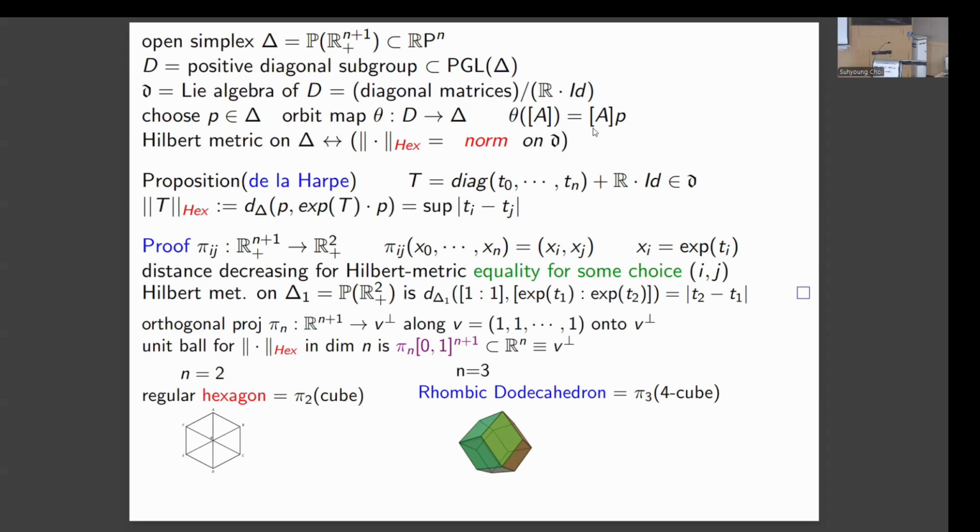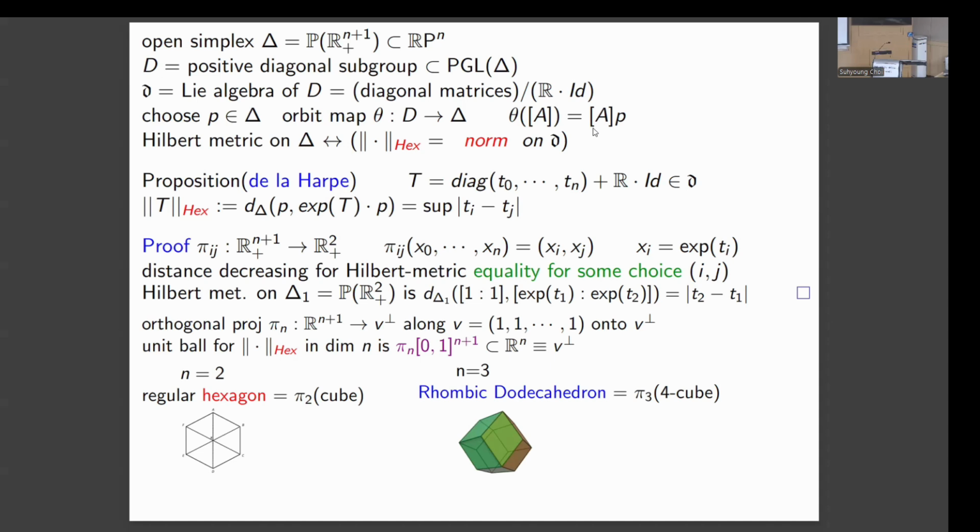And take the orthogonal complement of that. So the hyperplane in Euclidean n+1 space orthogonal to this, that's V perp. Then if you do orthogonal projection of this vector space onto V perp, and you take the unit cube in here and project it orthogonally into this hyperplane, that is the unit ball of this norm.